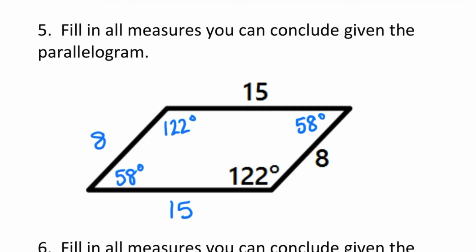Number 5, I was able to fill in the 15 and the 8, knowing that the opposite sides are congruent on a parallelogram. I filled in the 122 because the opposite angles are congruent. Now the 58s, I had to do that little trick about supplementary. You know how consecutive angles have to add up to 180? So I just took 180 minus 122, and that's 58. And then both of those opposite angles would be 58 degrees. Just to double check, if you want to add up all 4 of those angles, it should total 360 total.